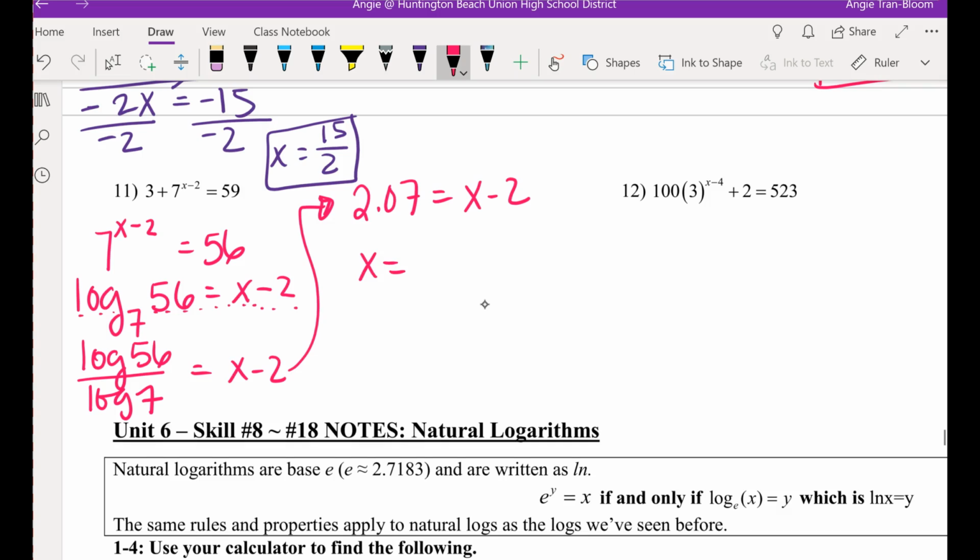Final answer. Add 2 to both sides. Jaden, final answer is... Beautiful, Jaden. Way to go. Okay. This may be our last notes of the day. We'll see. Skylar, what do you think we should do first for example 12? Subtract 2 from both sides. Great. Perfect. 523 take away 2 is 521. Thank you.